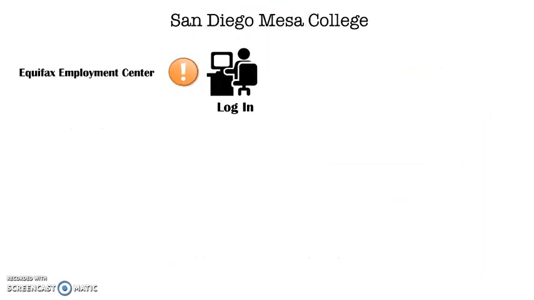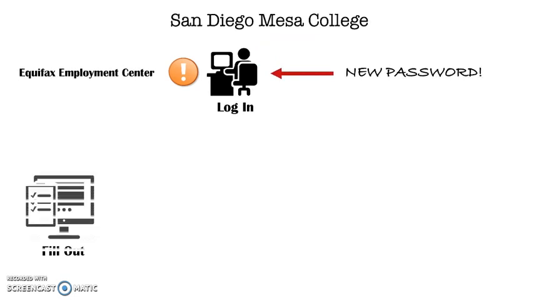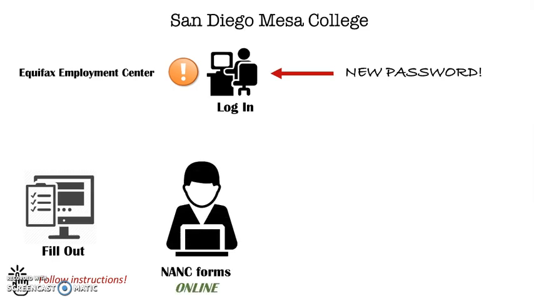After logging into the Equifax Employment Center, you will be prompted to create a new password. Make sure you write this down in a safe place so you don't forget it. Follow the instructions and directions sent in the email that you received from the Business Support Office. Most of the forms will be completed online. Many of these forms simply require you to read the information and acknowledge that you understand it by writing your initials in the designated box.